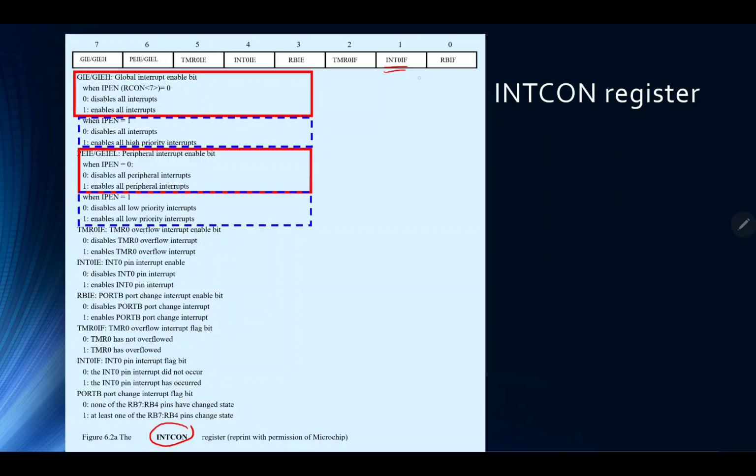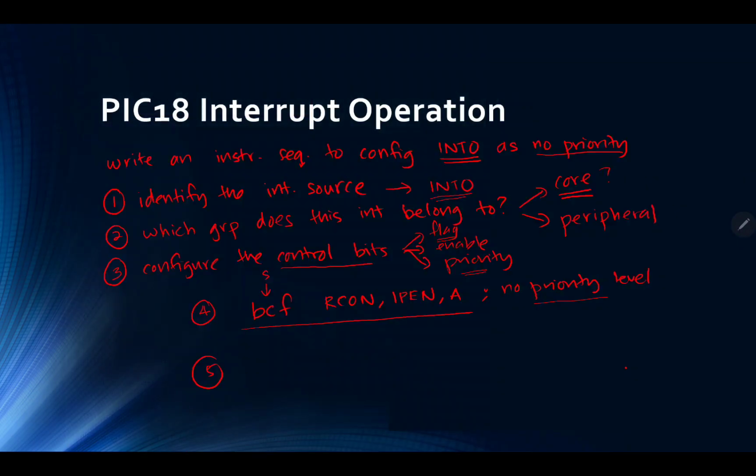So what we want to do with this particular flag, a particular bit, sorry. You can see that each bit in this register INTCON has a name. Flag means we always want to clear it. So bit clear F INTCON, INT0IF, that means you clear the flag.